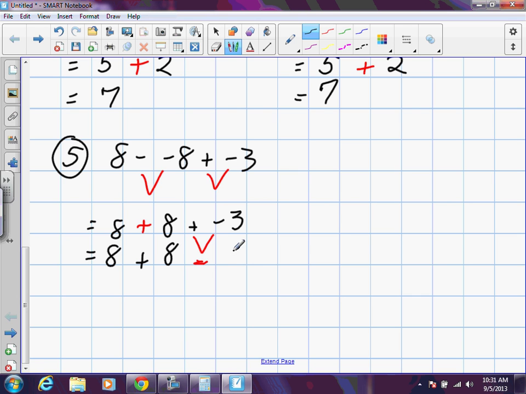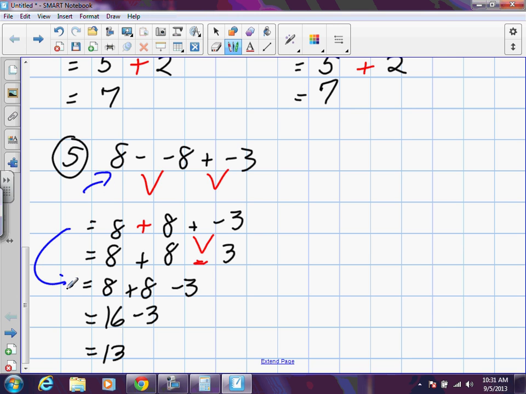So we have 8 plus 8 minus 3. Now this is a much simpler question to work with. We have our two 8s, which together are 16. When we subtract 3, our answer is 13. So from a very complex question, we simplified it so that it's something that we recognize and are able to solve.